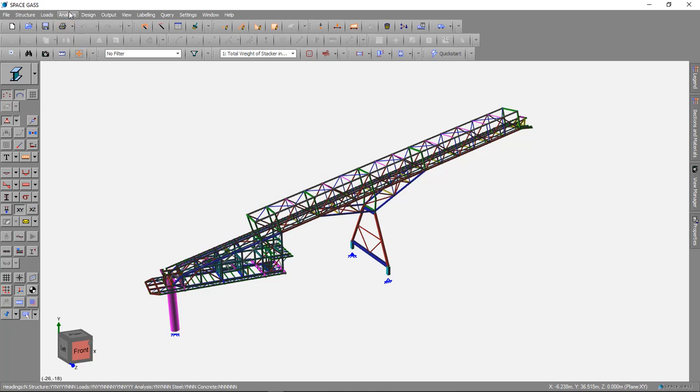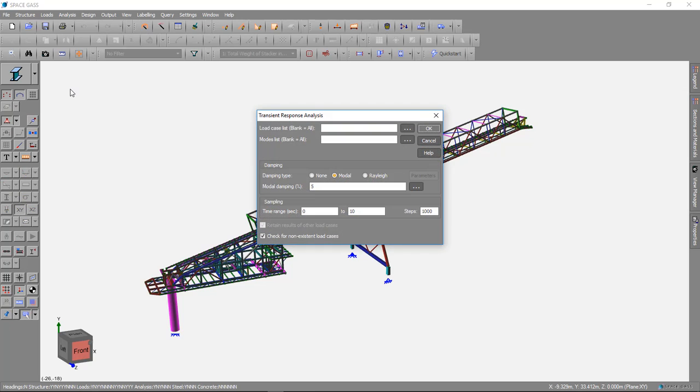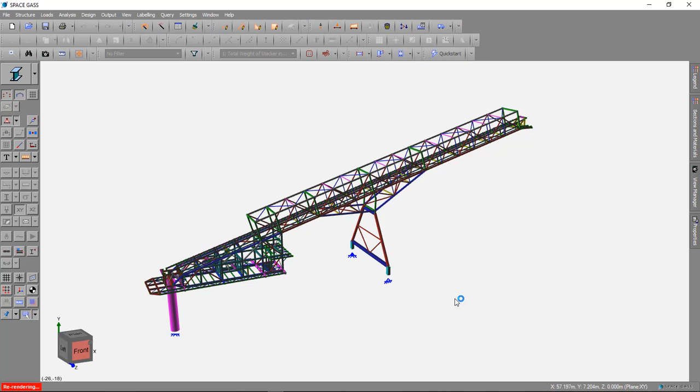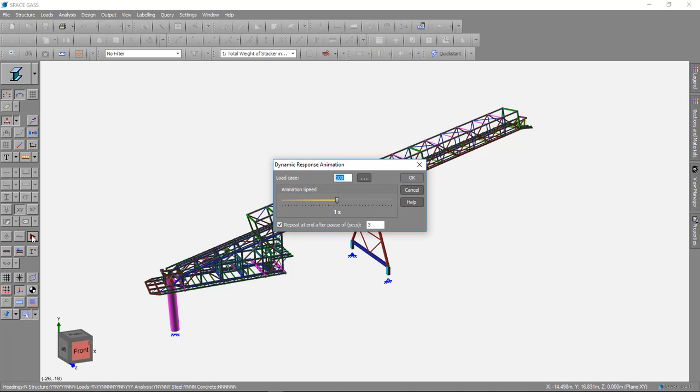And then we run the transient response analysis. I could leave the load case list blank and it would then analyze all of the transient dynamic load cases, but I'll just put in that one. So let's run it over 40 seconds because it takes that long to get through the acceleration and the deceleration phases, and 500 steps. And then just have a look at the animation.